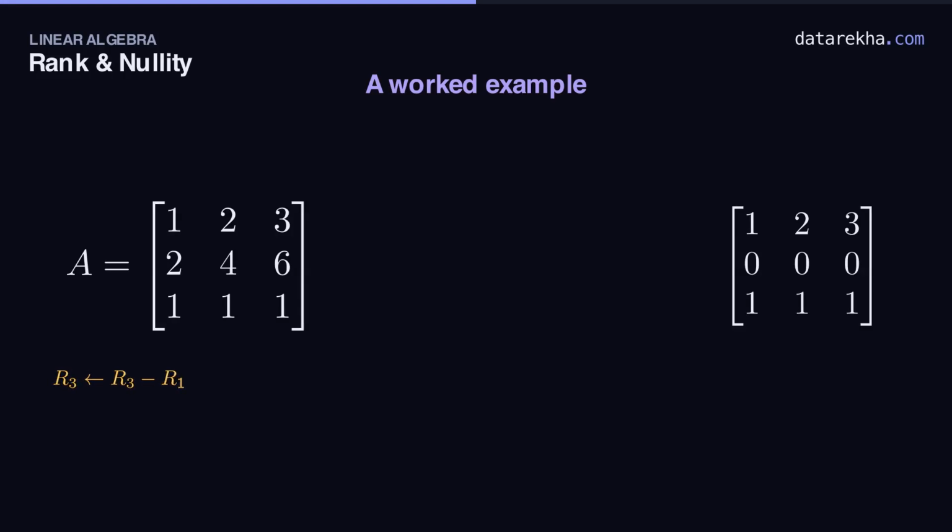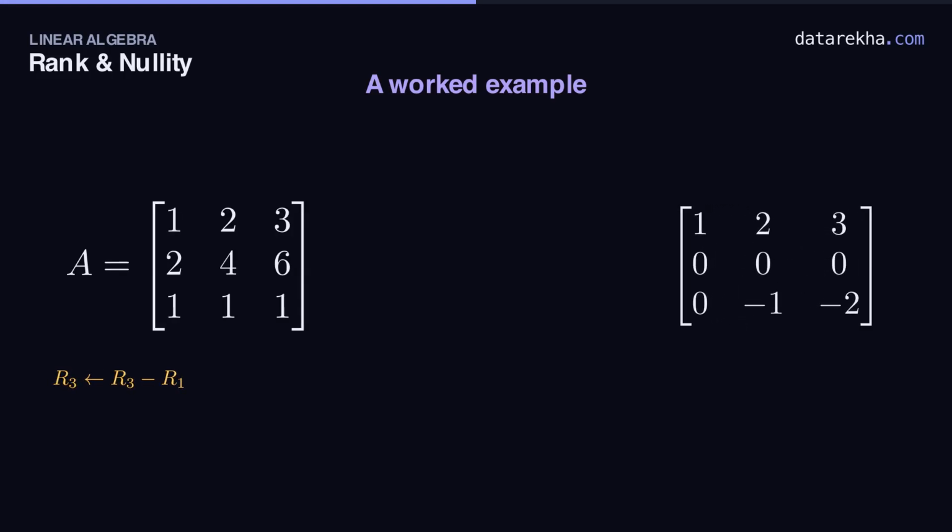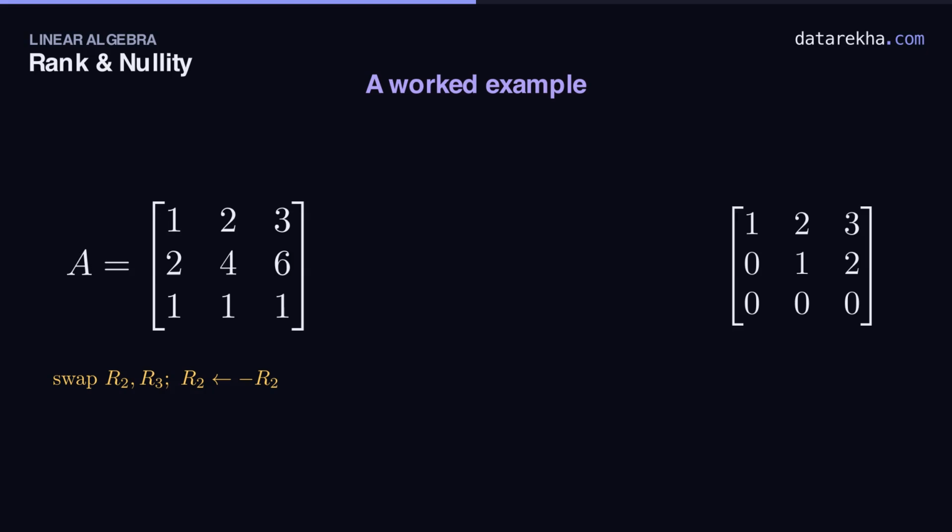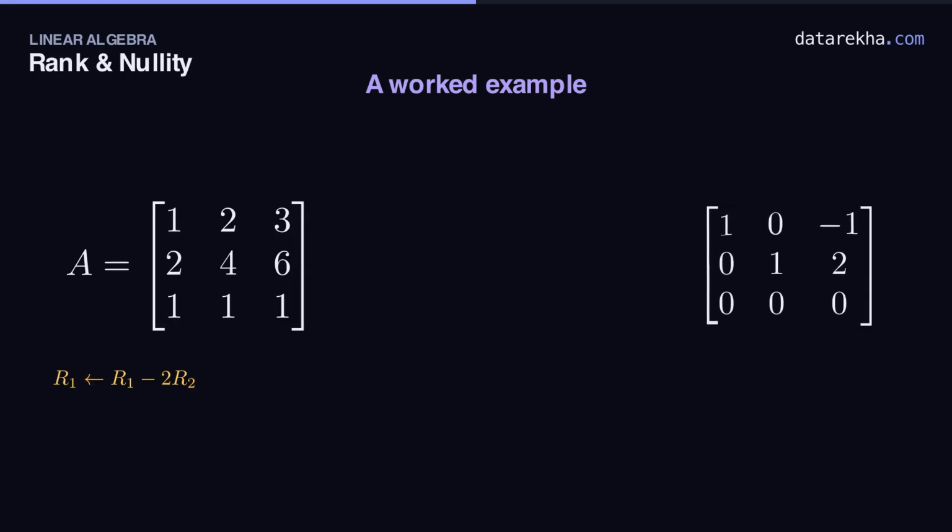Then row 3 minus row 1 gives 0, minus 1, minus 2. Now the first column is clean below the pivot. Swap the 0 row down to the bottom and scale the new second row by minus 1 to make its pivot a positive 1. We're almost there. Finally, clear the 2 above the second pivot, row 1 minus 2 row 2. That lands us in fully reduced form. 1, 0, minus 1 on top, 0, 1, 2 below.